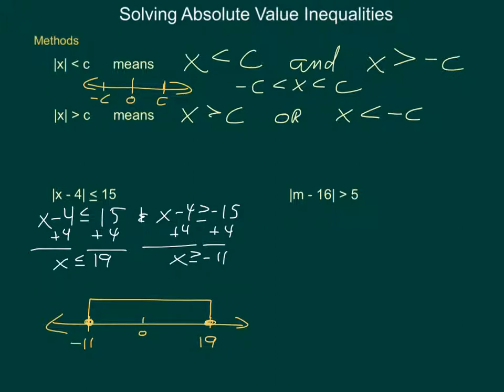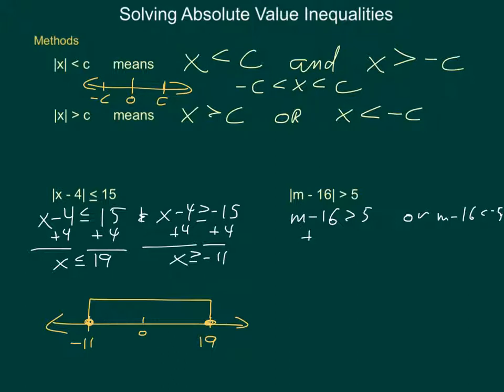Second one, the absolute value of m minus 16 is greater than 5. So a greater than absolute value inequality, we turn this into two parts that state or. Our first one is just what you see. m minus 16 is greater than 5, or m minus 16 is less than negative 5. We change the direction of the sign and we change the sign of what's on the other side. So now we go through and solve.